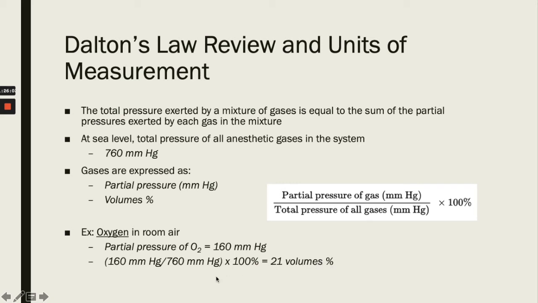If we didn't multiply it by 100, then it'd just be the 0.21, which is what we all normally see. So it's the partial pressure of a particular gas, divided by the total pressure of all the gases, and you multiply that by 100% or 100, and that would give you it in volumes percent. If you did not want to multiply it by 100, it'd just be in the decimal format.